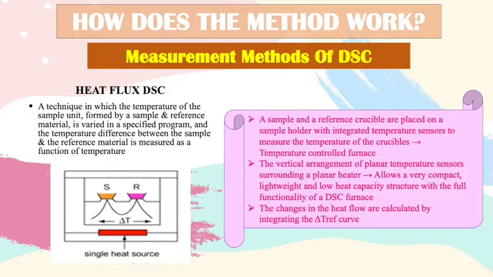A sample and a reference cubicle are placed on a sample holder with integrated temperature sensors to measure the temperature of the cubicles. This arrangement is located in a temperature control furnace. In contrast to the classical design, the characteristic feature of this DSC is the vertical arrangement of planar temperature sensors surrounding a planar heater. This arrangement allows a very compact, lightweight, and low heat capacity structure with the full functionality of a DSC furnace. In heat flux DSC, the changes in the heat flow are calculated by integrating the delta T reference curve.